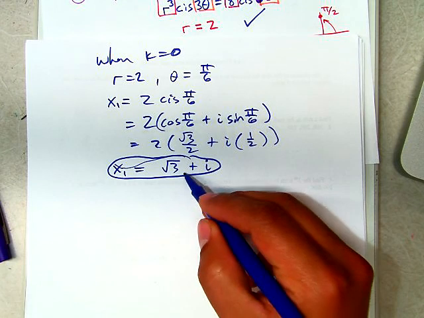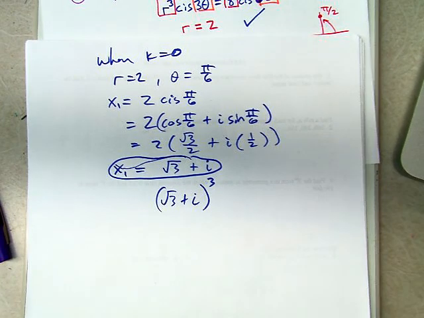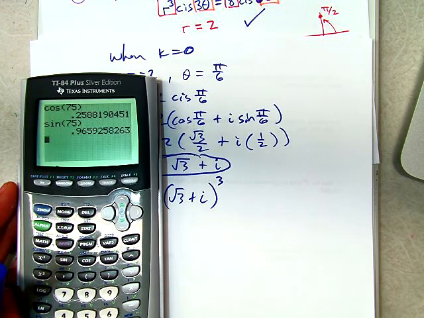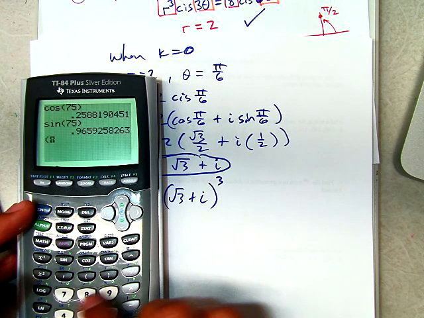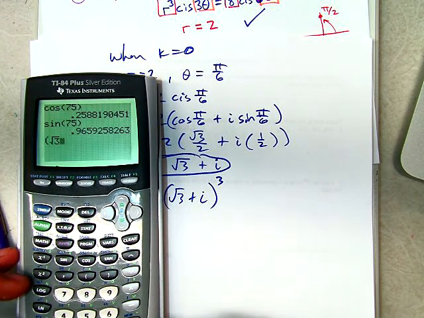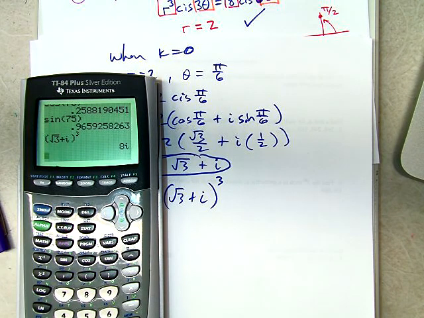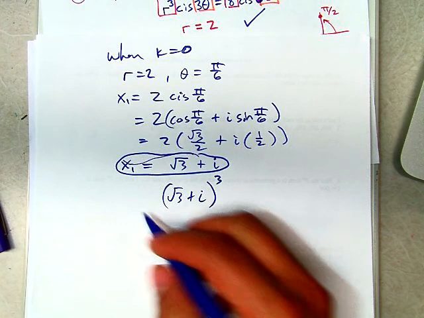Take root 3 plus i. Cube the whole thing, and your calculator should say that's 8i. If you don't know where the i is, it's the decimal point when you go to second, right? So if I do second, root 3 plus i cubed, sure enough, 8i. Okay, so there's one out of the three answers. Okay? Now what do I do?